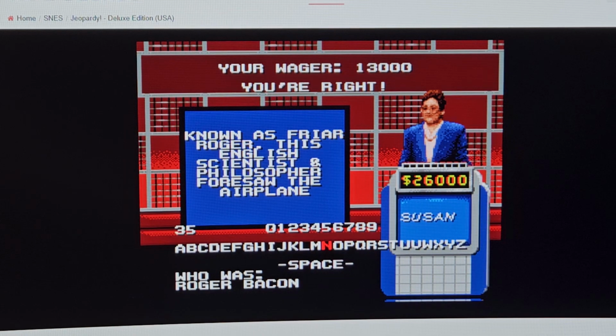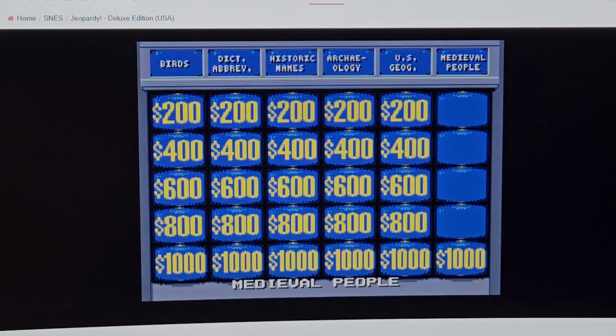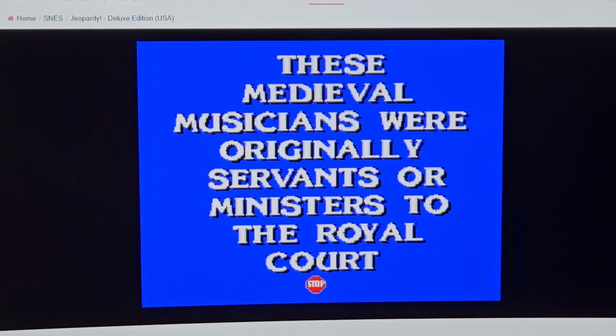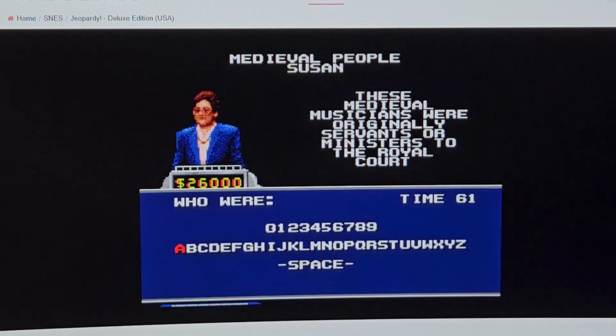Yes! 2,600, 26 grand for Aunt Susan. Let's go with medieval people for 1,000. The answer is: these medieval musicians were originally servants or ministers to the royal court. What are minstrels?